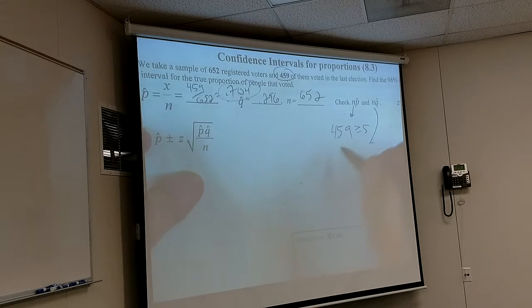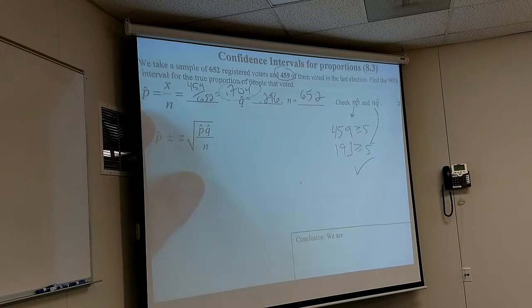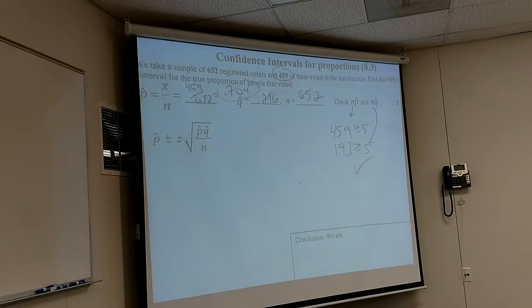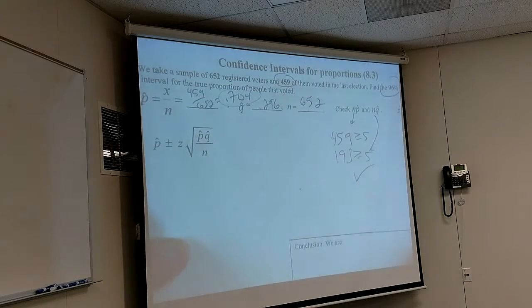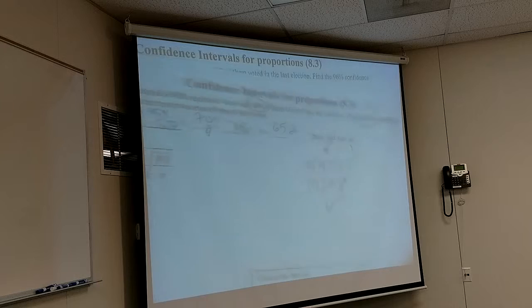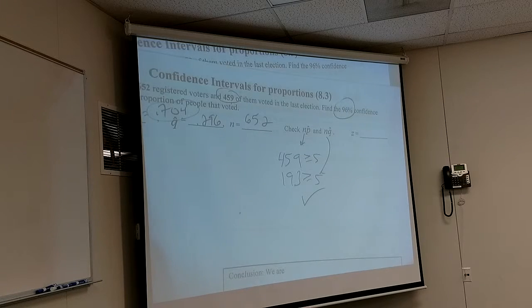193. That's at least 5. Yay, check. That means I could do the problem. So some of you guys are rooting for that to be less than 5. Don't blame me. I want 96% confidence just to be a jackass.